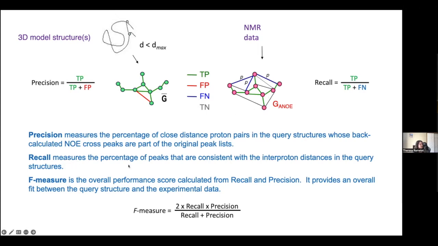And then also recall, you can measure the percentage of peaks that are consistent with your query structures. And then we also have down here an F measure. It's an overall performance score that's calculated from the recall and precision. And so this is basically like an averaging, like a mean of these terms to give us a metric.